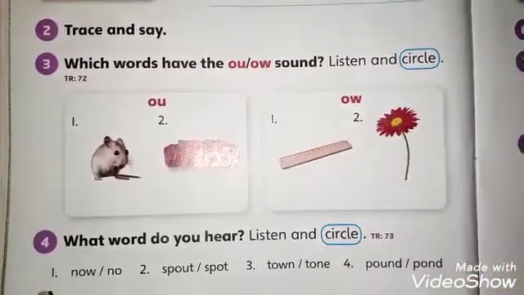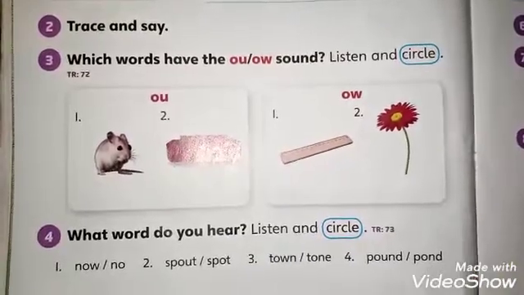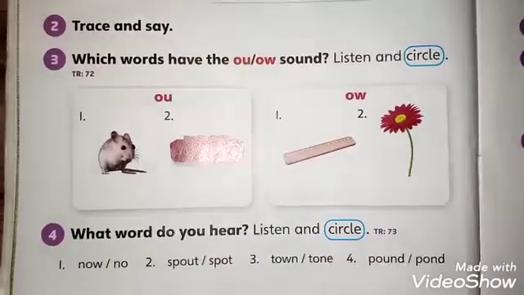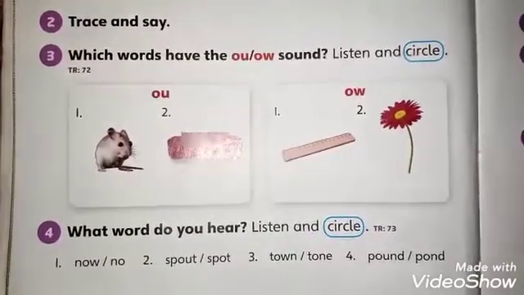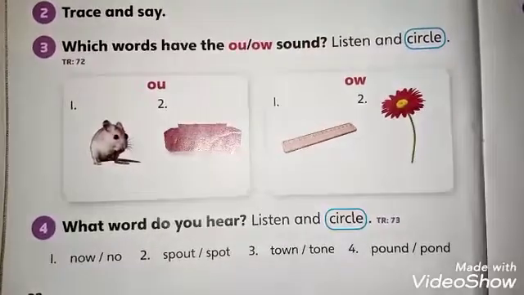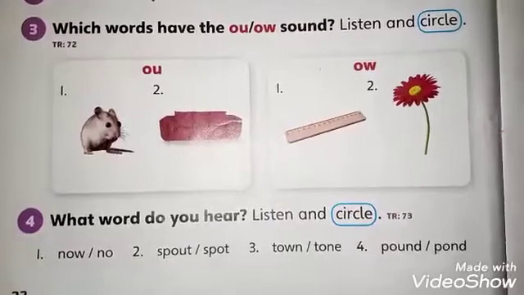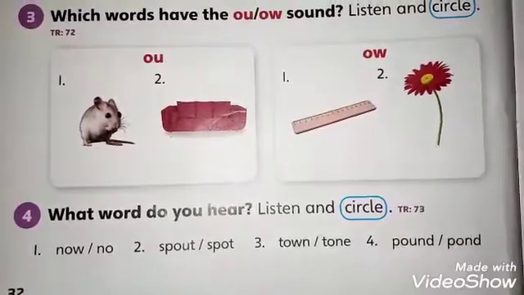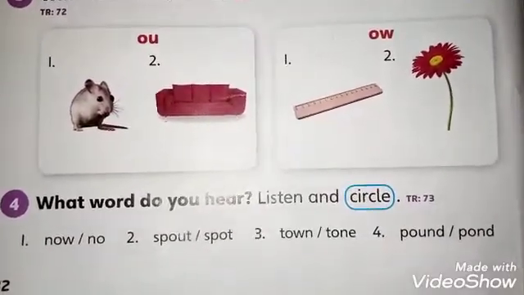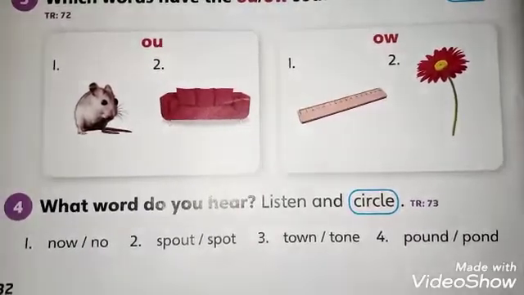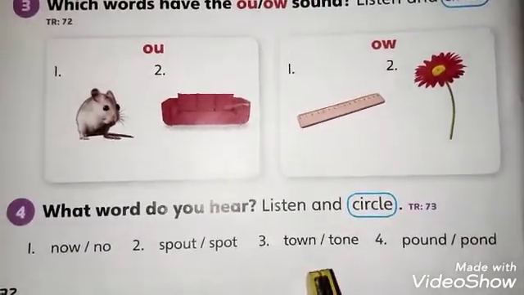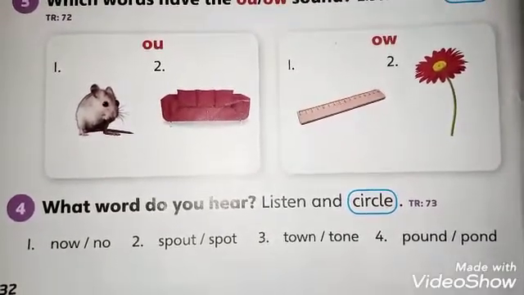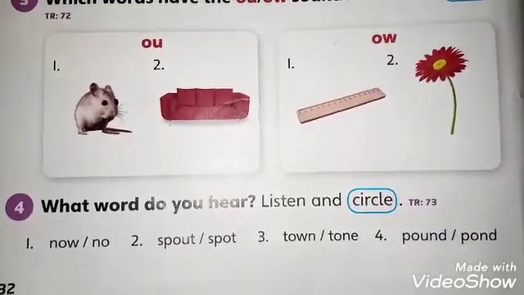Now let's move to activity 4. I'm going to play track 73. Please listen and circle. Activity 4. What word do you hear? Listen and circle. 1. Now. Now. 2. Spot, spot. 3. Town, town. 4. Pond, pond.